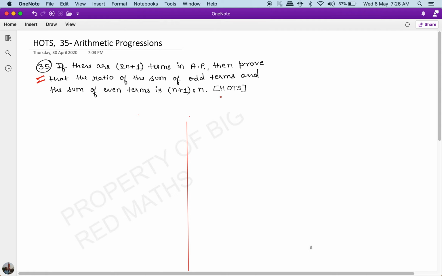Okay, this is a higher order thinking skills question. It says there are 2n plus 1 terms in an AP. Prove that the ratio of the sum of the odd terms and the sum of the even terms is n plus 1 is to n. So let's say we find the sum of odd terms on this side and the sum of even terms on this side.